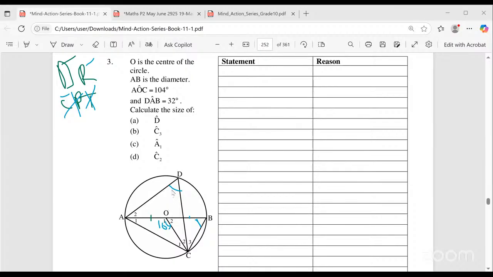So we worked this angle. We got 52 for angle D. We got 52 for this angle. We're done with D. We want C3 now. Where is C3? C3 is here. How can anyone in the room tell us how we can find that angle C3? Is anyone in the room who can tell us how to find the size of angle C3?